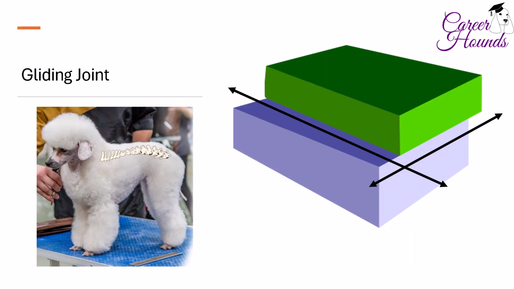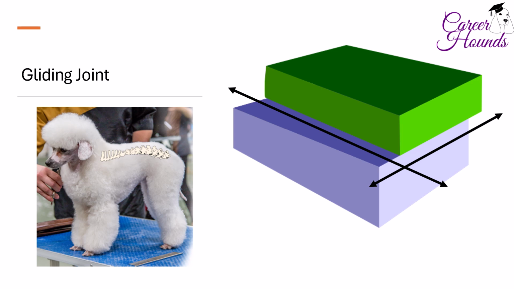A gliding joint, also known as a plane joint, is a type of synovial joint where two flat or slightly curved bone surfaces slide against each other. These joints are connected by strong ligaments and allow limited movement, mainly gliding or sliding motions in various directions, but they do not allow rotation.